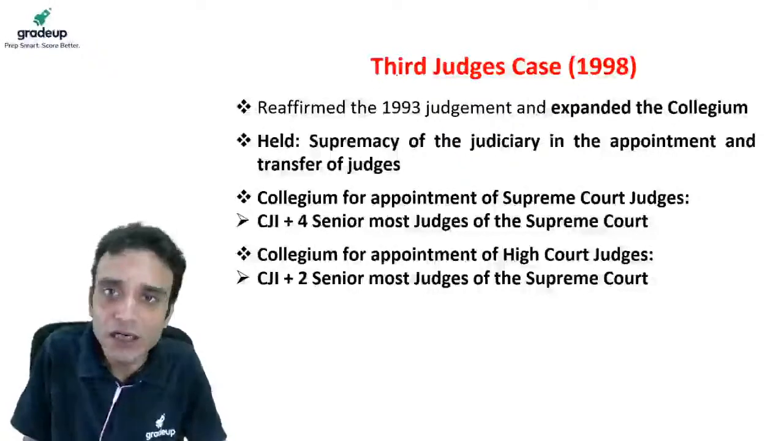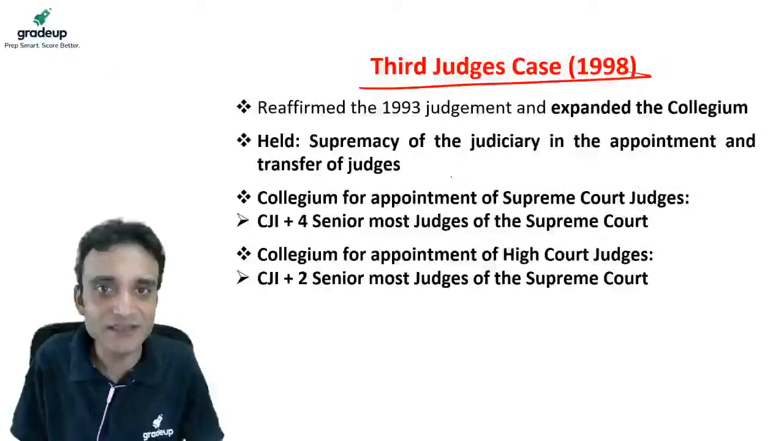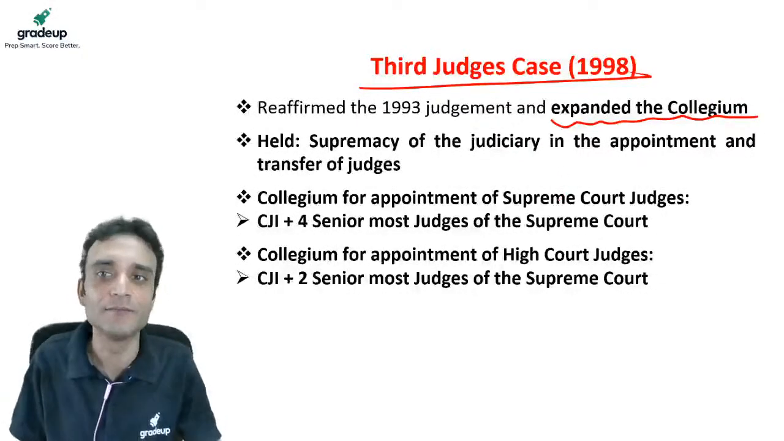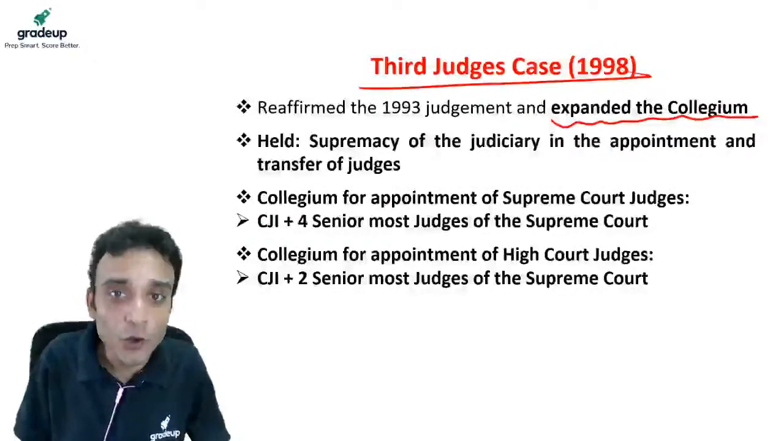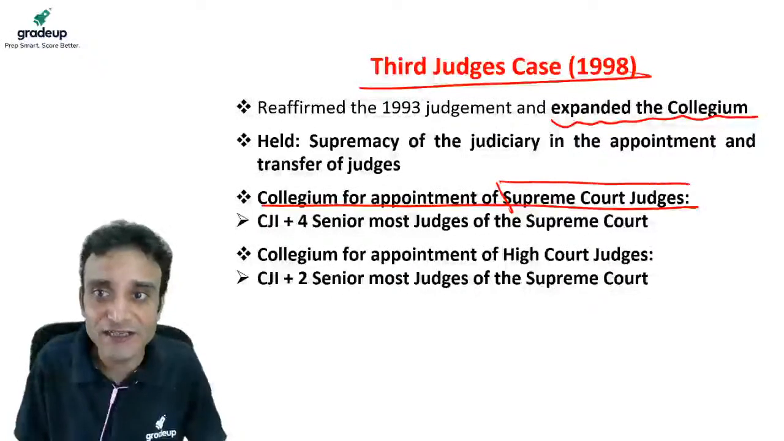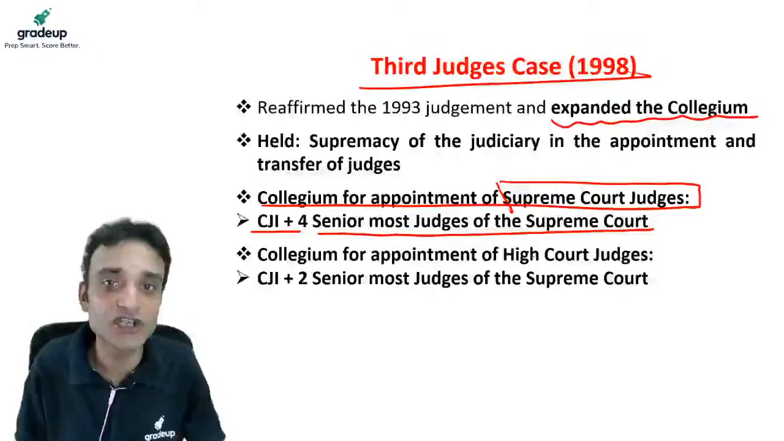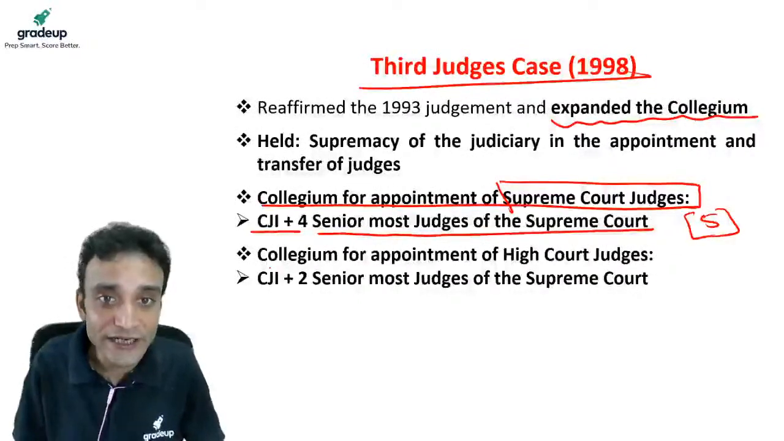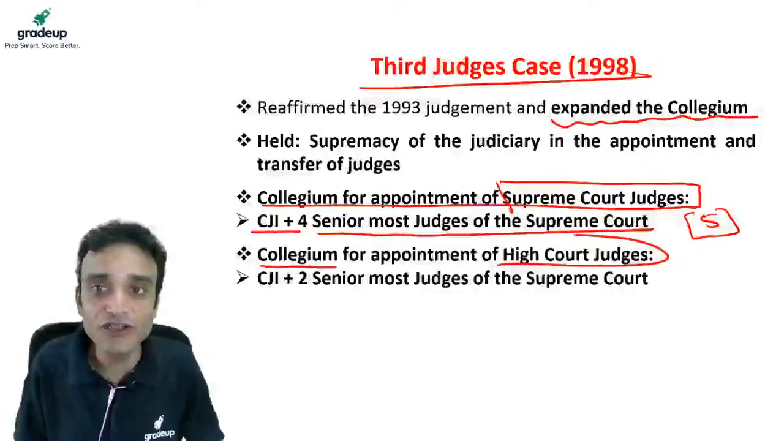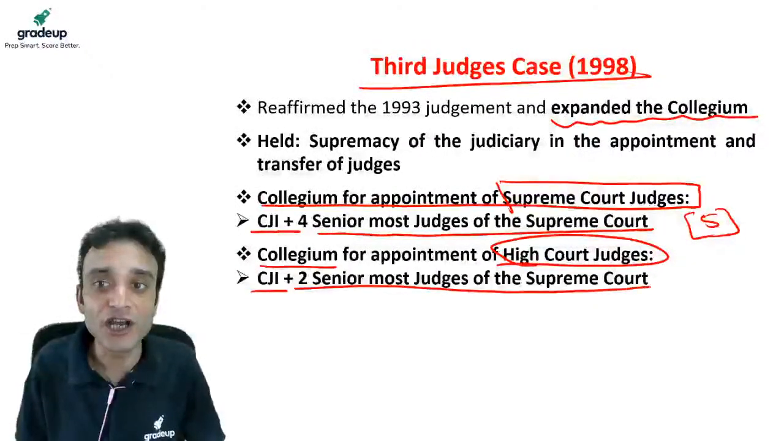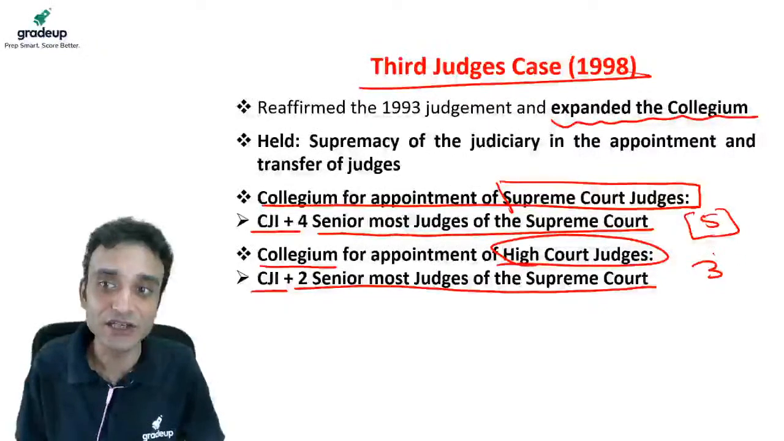Now let's come to the third judge's case. In the third judge's case, the Supreme Court expanded the collegium system and held that the collegium, insofar as appointment of the Supreme Court judges are concerned, should comprise of Chief Justice plus four senior-most judges of the Supreme Court, that is 5. And the collegium, insofar as the High Court judges are concerned, should be Chief Justice and two senior-most judges of the Supreme Court, that is 3.